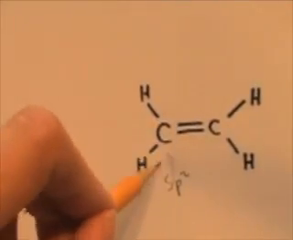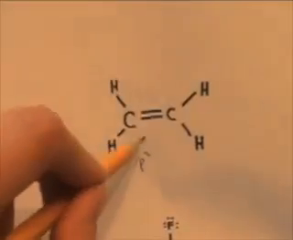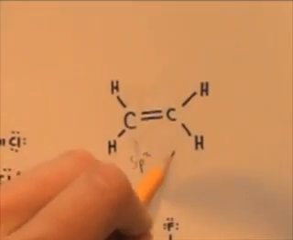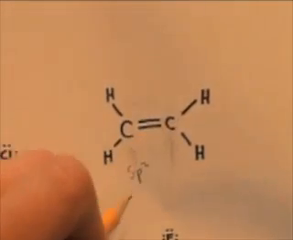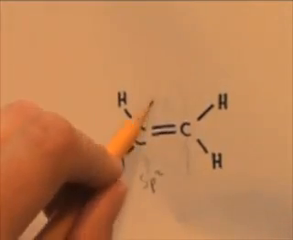The pi bond occurs with the p orbital overlap from that p orbital above and below the plane of these atoms. This central carbon also is sp2 hybridized, so it has that p orbital, allowing this to form one sigma bond and a pi bond.